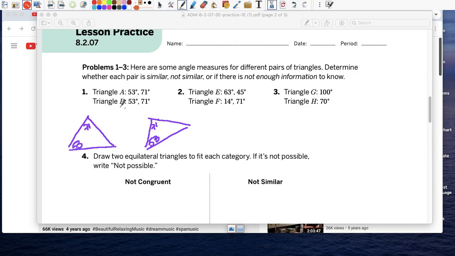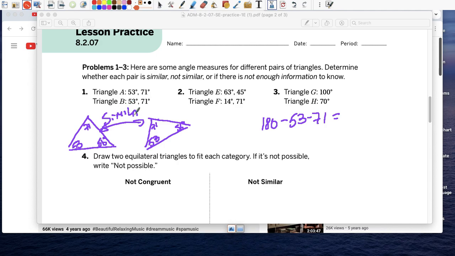Well, they share two angles. Well, we know that the third angle has to be the same, because if you subtract 180 minus 53 minus 71, it's going to give you the third angle. And our third angle is 56 here and a 56. It has to be, right? Because in both triangles, the sum of the angles in the triangle is 180. So are these two triangles similar?